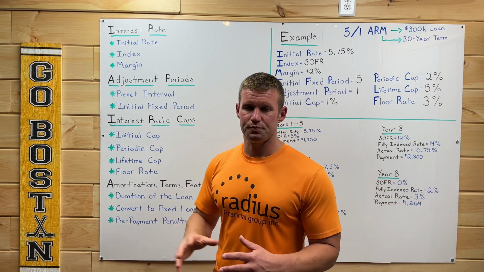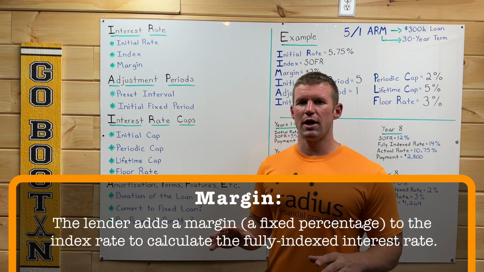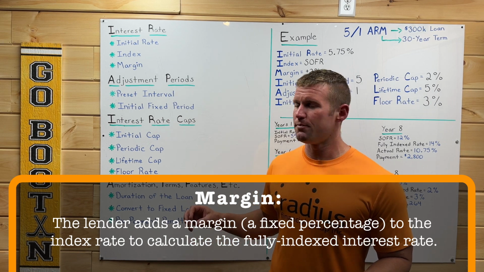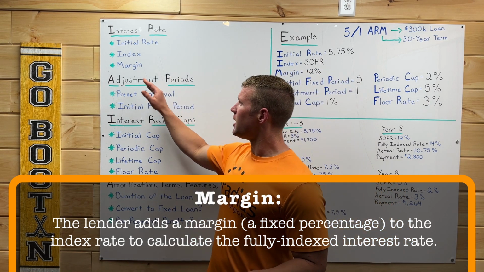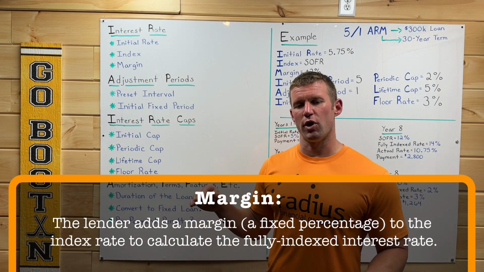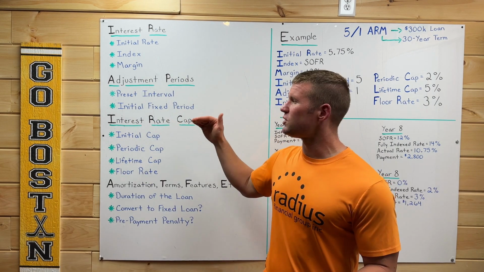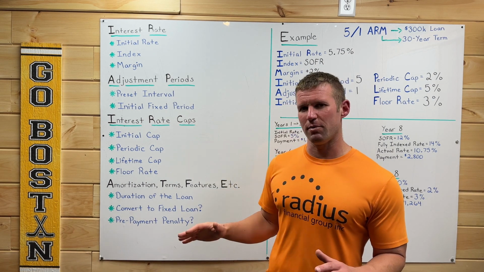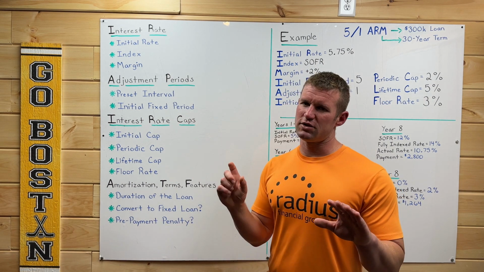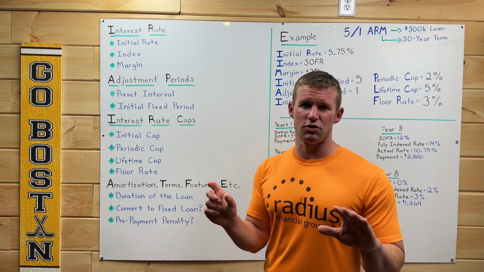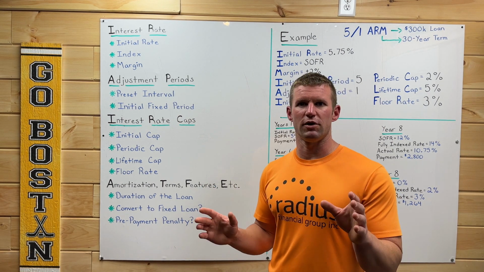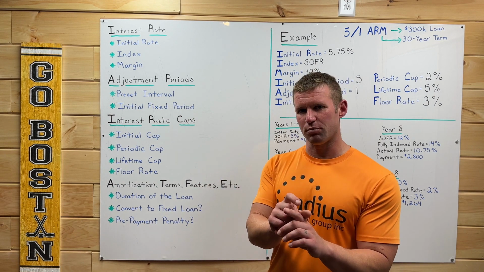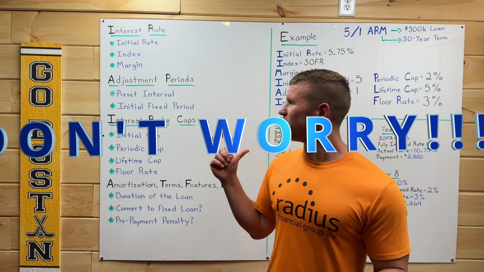Next up is margin. So every lender is going to have a margin built in to an adjustable rate mortgage. And essentially the margin is saying how many percentage points, how many basis points, you're going to pay for an interest rate over the index. I hope that makes sense. So you take the index, and then let's say the lender has a margin of like plus 2%. So you take the index rate of, let's say, 5%, margin of plus 2%, your real rate will be 7%. Don't worry, we're going to go over it in the example.